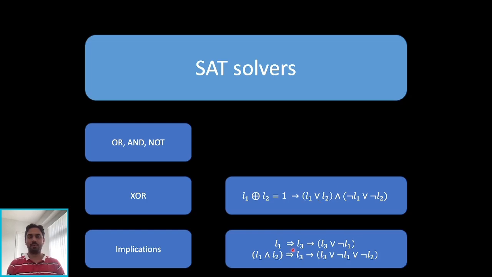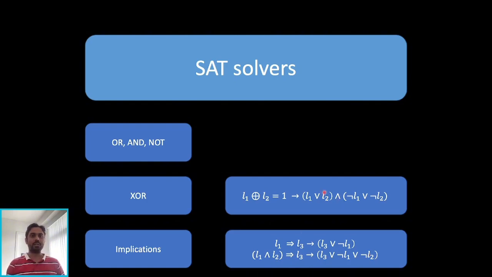For example, if you want to write L1 implies L3, this is how we can do it. We can write L3 or not L1. So either L3 is true, or if L3 is false, then it must imply that L1 is also false, right? That's the way of writing implications. We can also write L1 and L2 implies L3, the same idea. We can say that either L3 is true or one of these two, L1 or L2, is false. So that's this clause.